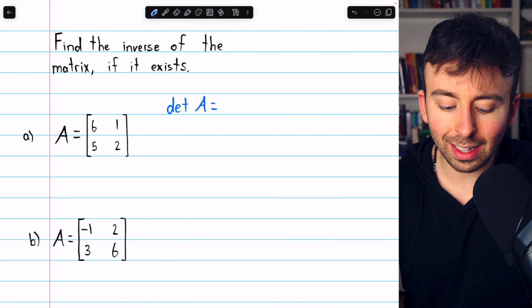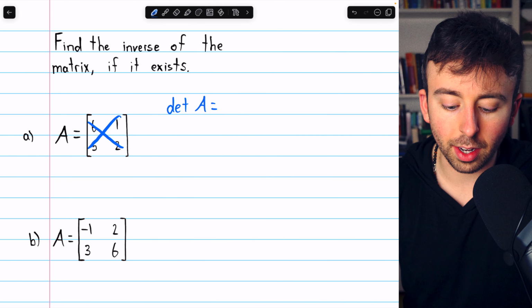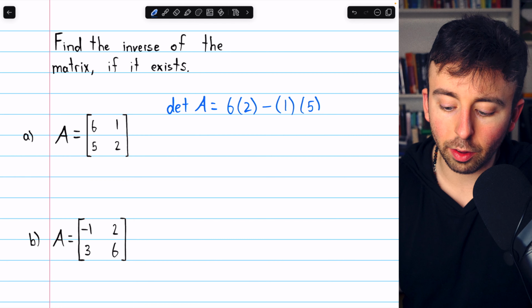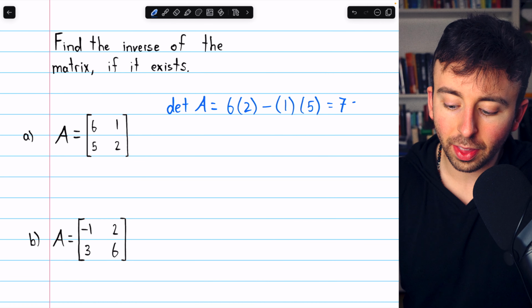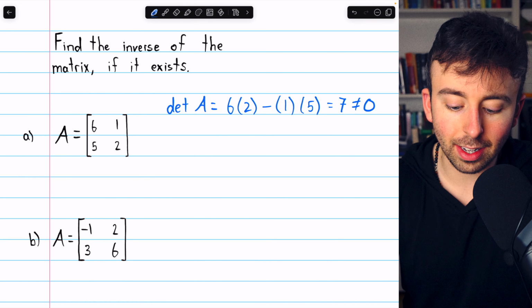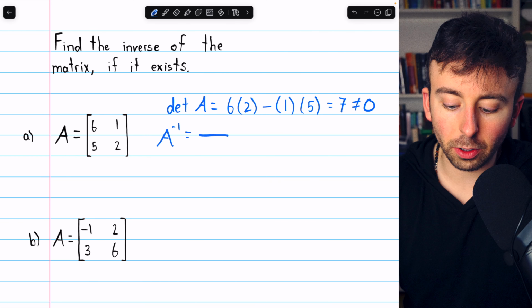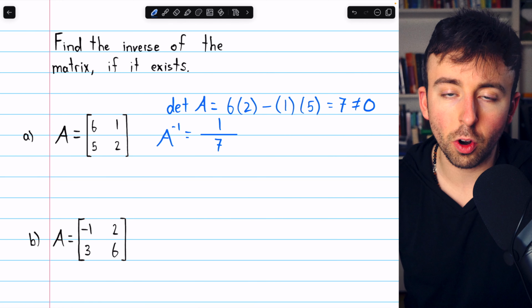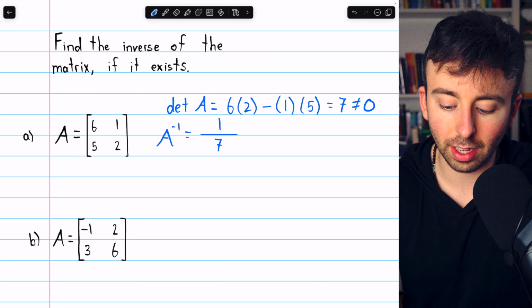And again, remember, that's just the difference of the products of the diagonals. So 6 multiplied by 2 minus 1 multiplied by 5. This is going to be 12 minus 5, which is 7. Since this isn't equal to 0, A inverse does exist. How do we find it? Well, we need a scalar of 1 over the determinant. We just found the determinant is 7, so 1 over 7.